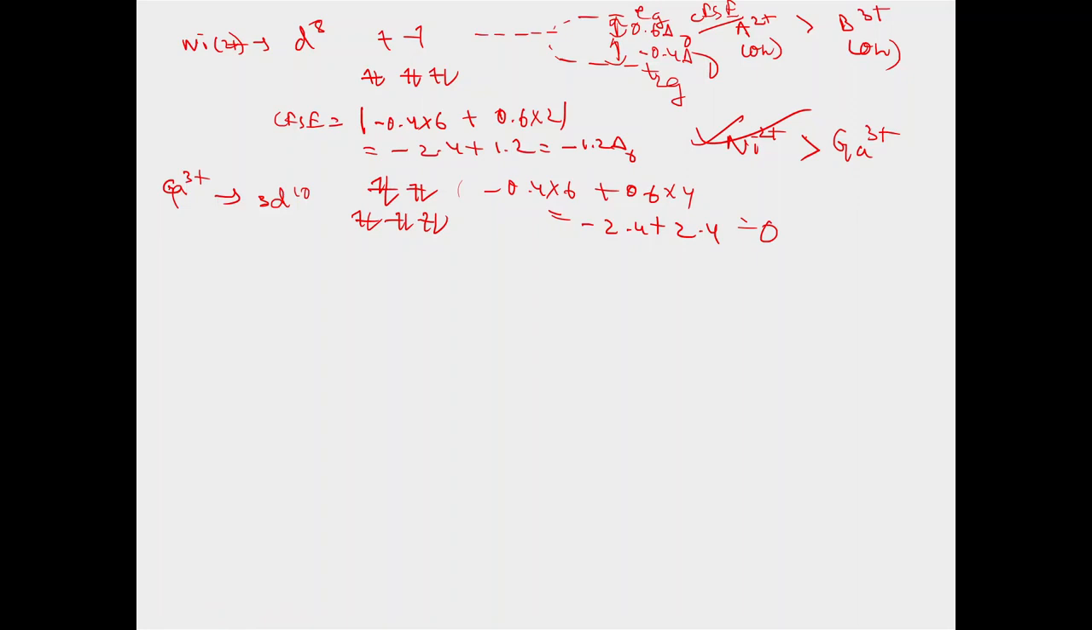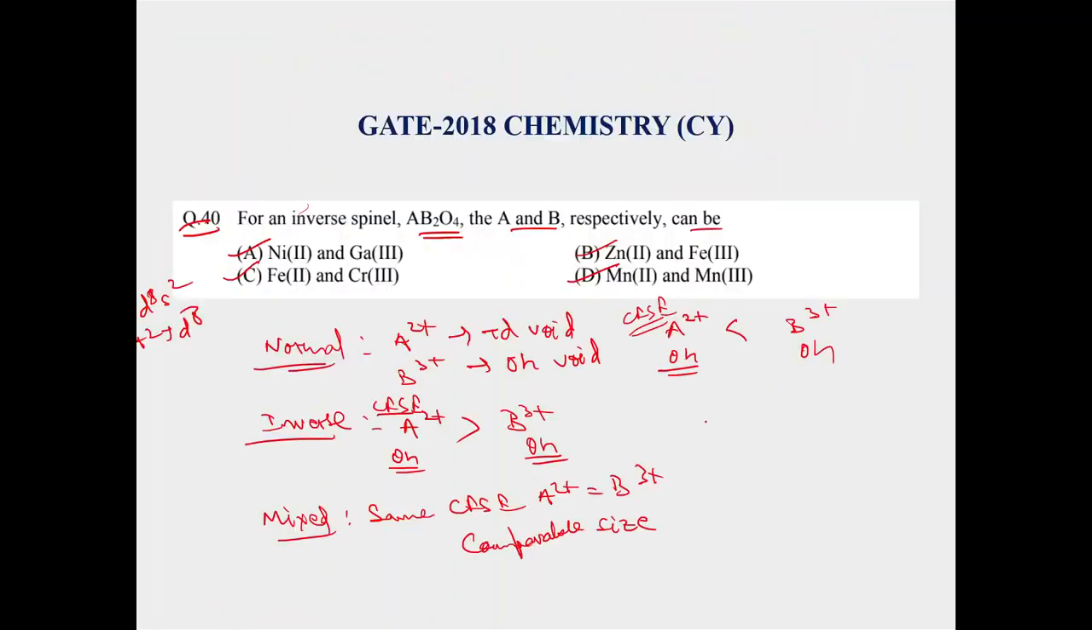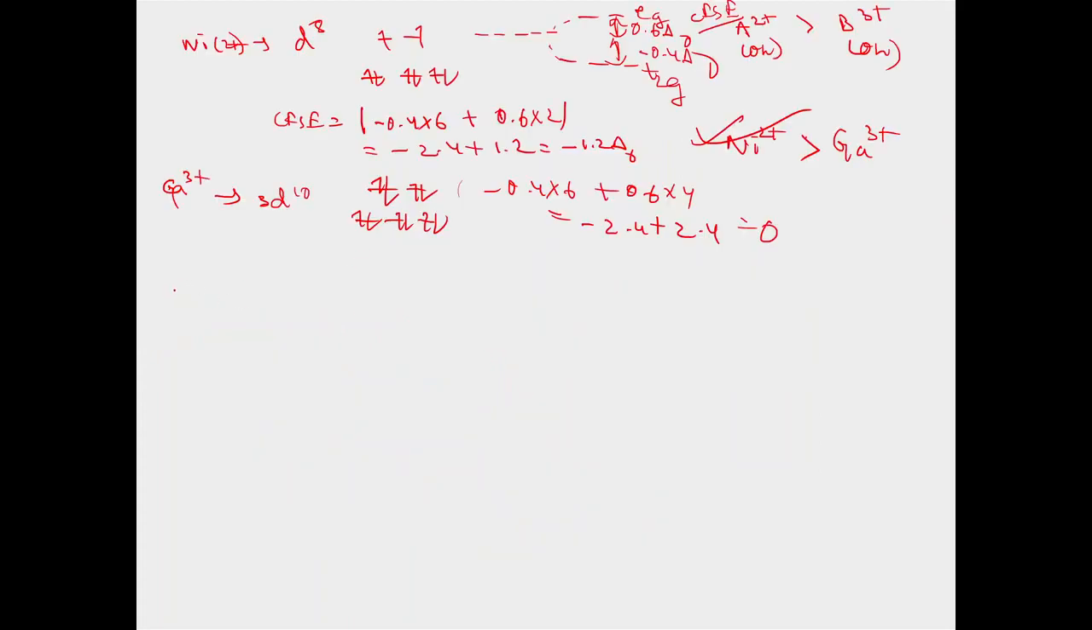So now we will also check the other options which are given, Zn2 plus and Fe3 plus. So Zn2 plus, zinc 2 plus is also a D10 system. So CFSE will be 0 and Fe3 plus means Fe is actually D6S2. Fe3 plus means D5 system.